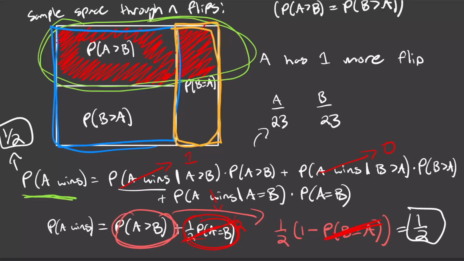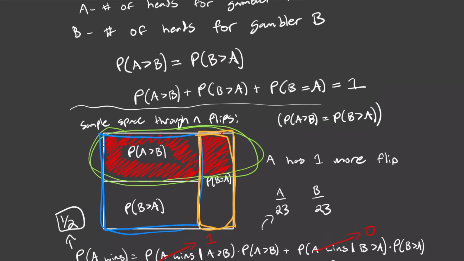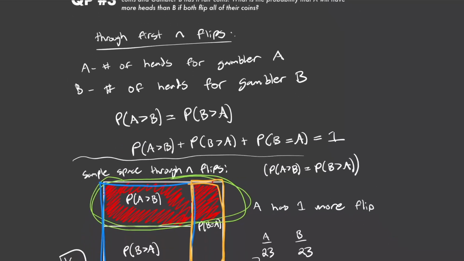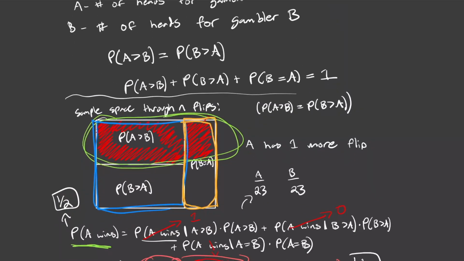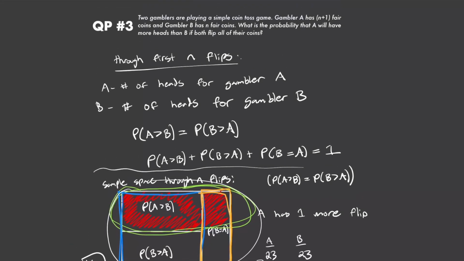So that's how you can get it using the formulas, right? So again, we use symmetry here to make a really hard question a lot easier, and we use the law of total probability when we got to here. So yeah, this is just a good problem that ties a lot of things together.